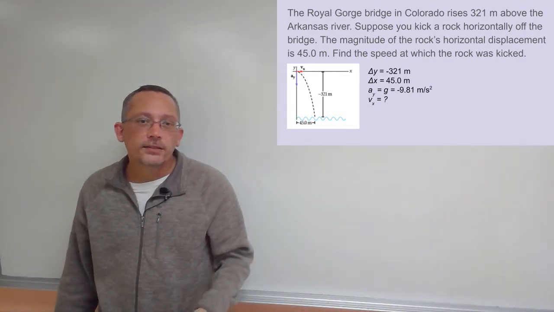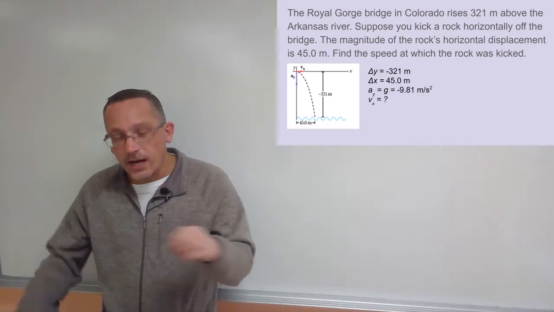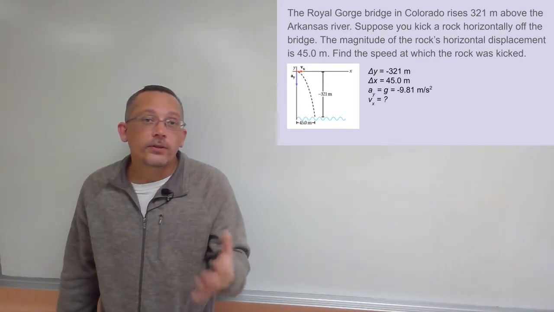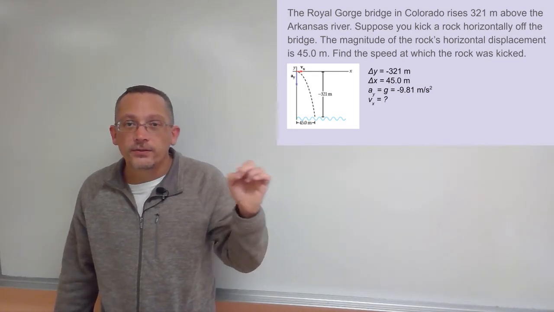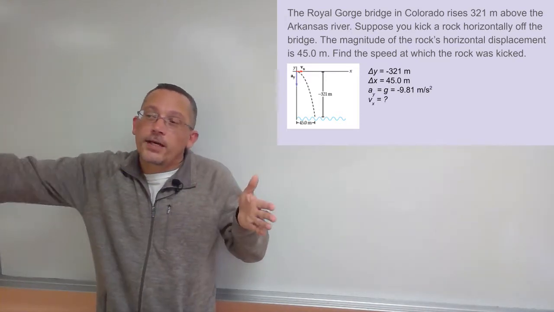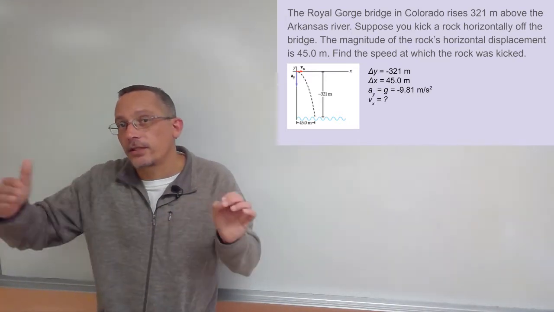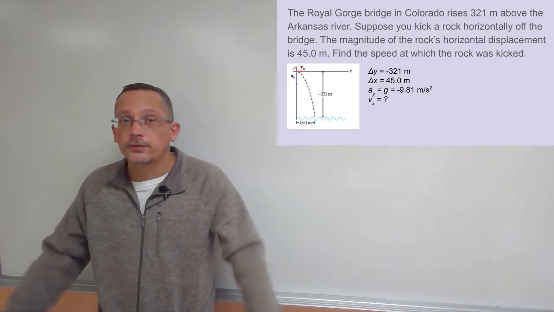And then the question asked us to find vx. If you think about this rock being kicked off of the bridge, the only velocity it had at the very beginning was its velocity in the x direction, which remains constant because there's no acceleration in the x direction. So what they're asking us to find there is v sub x.